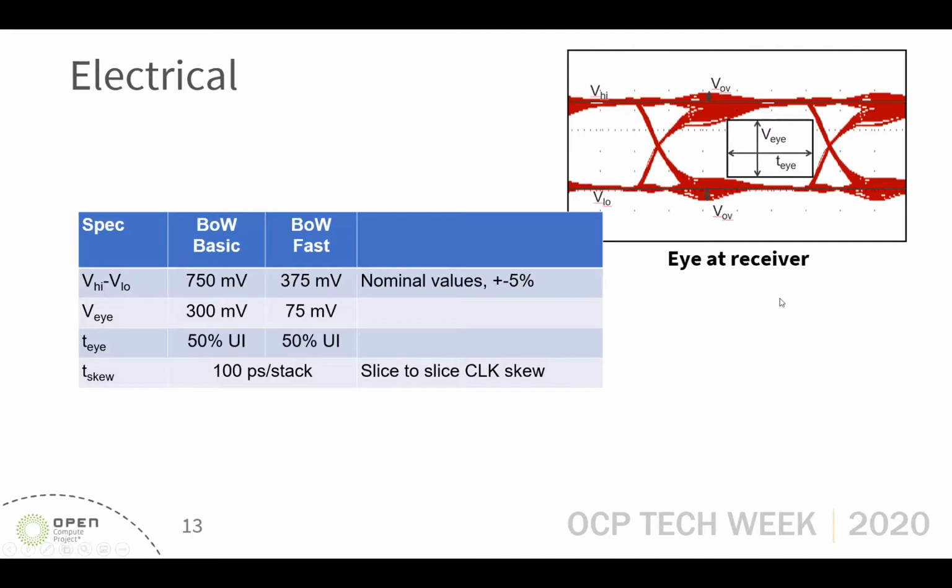Electrically, our simulations show a very open eye for Bow Basic, and one of the things that we allow is a fair amount of slice to slice clock skew. Within a slice, we're using the source synchronous clock, and with a small number of data wires, we don't have to do per bit deskew. And then we allow a relatively generous amount of skew from slice to slice, and the source synchronous clock allows us to tolerate that.